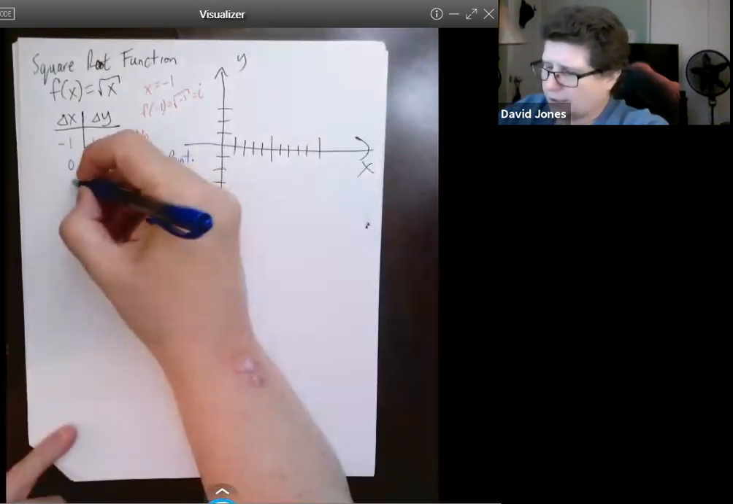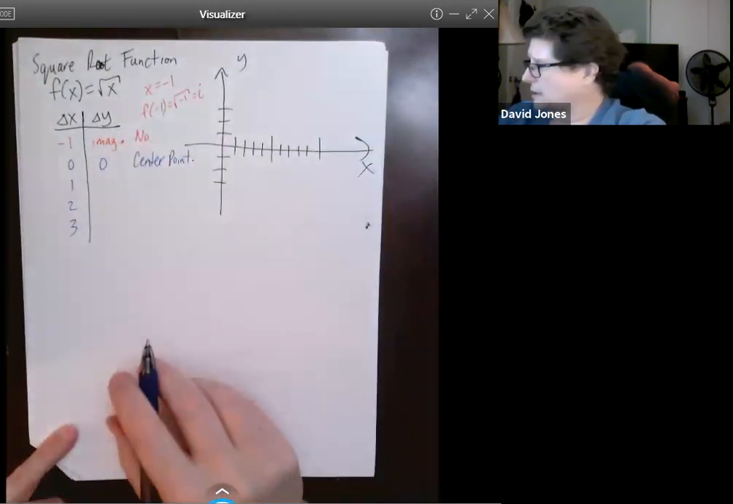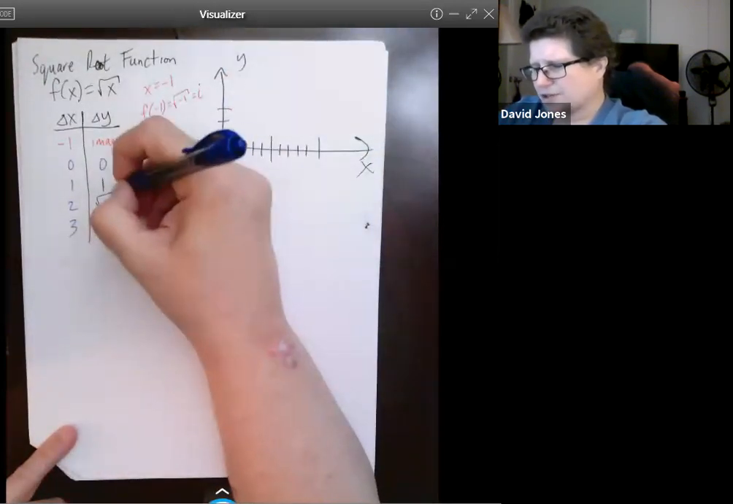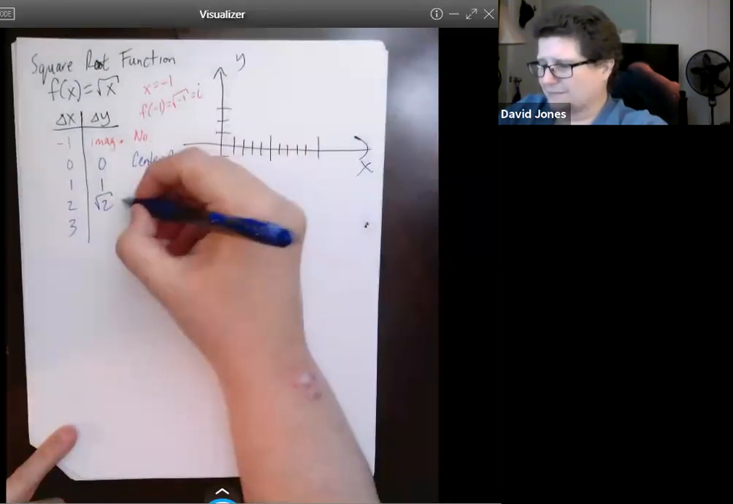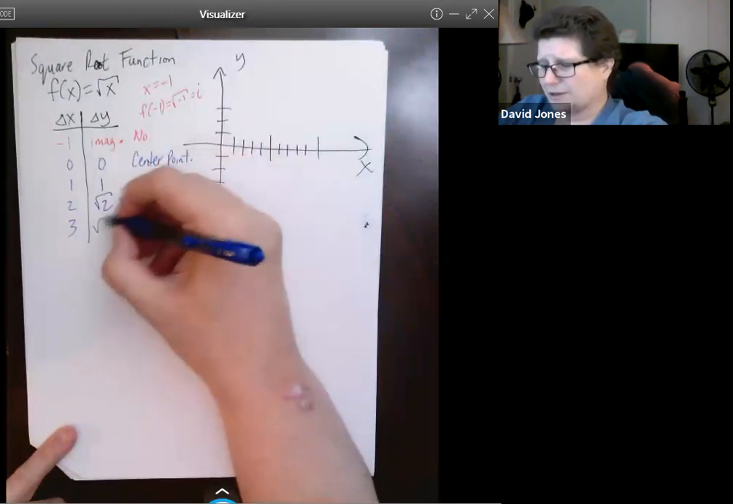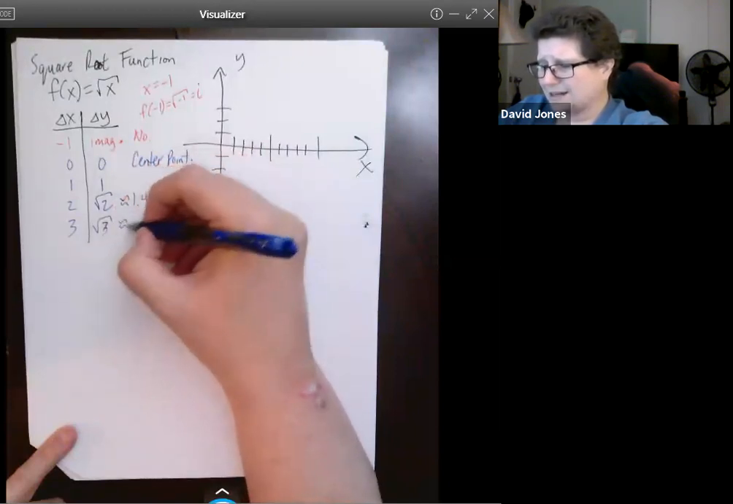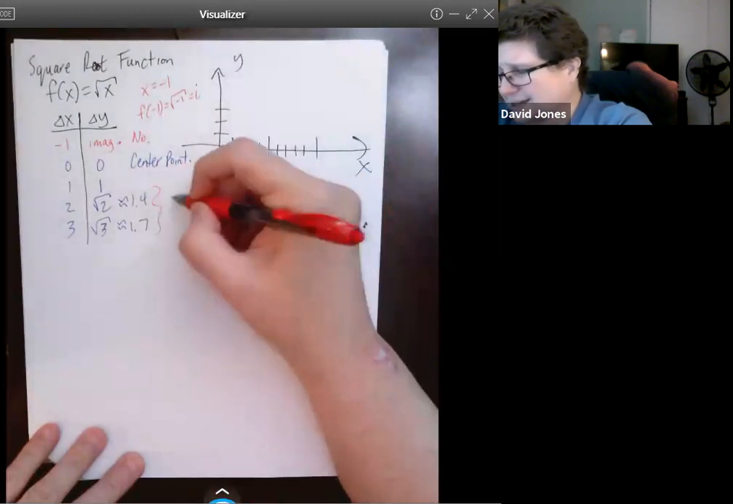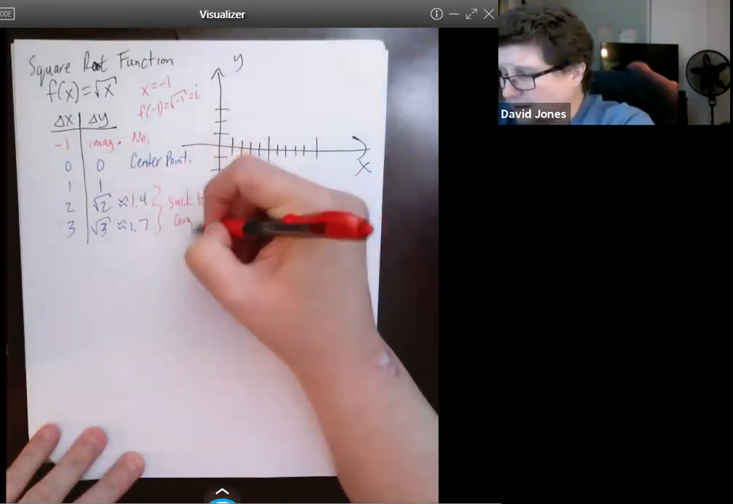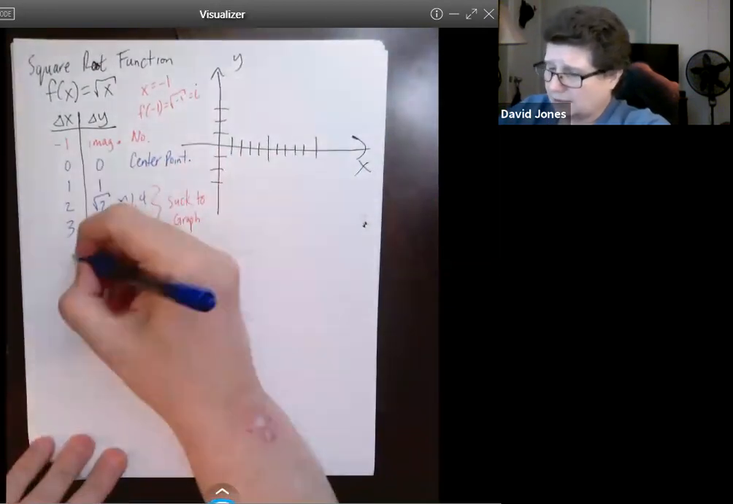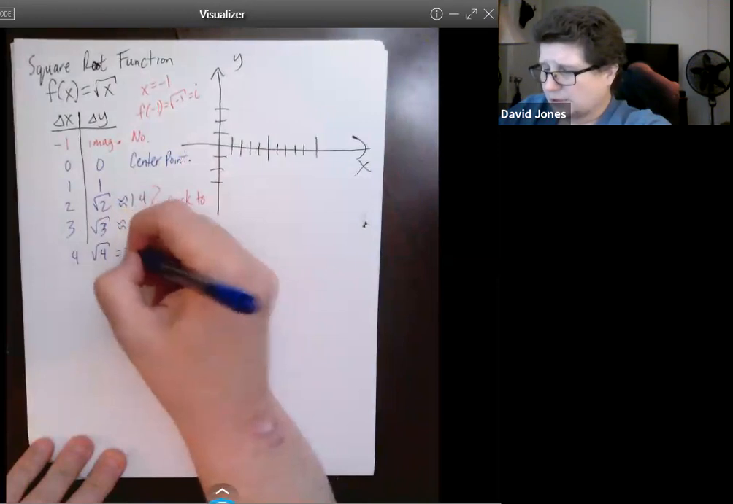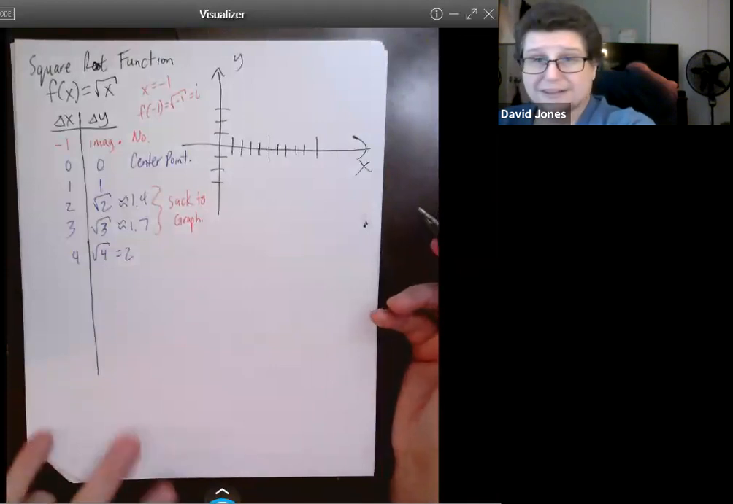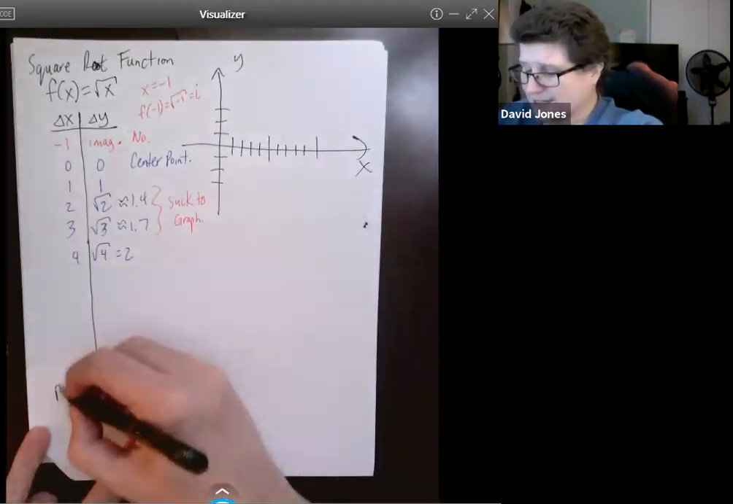And if I go plug in 1, 2, and 3, does it help me? Square root of 1 is 1. Square root of 2 is about 1.4. Square root of 3 is about 1.7. These are bad to graph. But if we look at 4, square root of 4 is 2. And what made 4 work where the other ones didn't? 4 was a perfect square. So it's kind of best to use perfect squares.